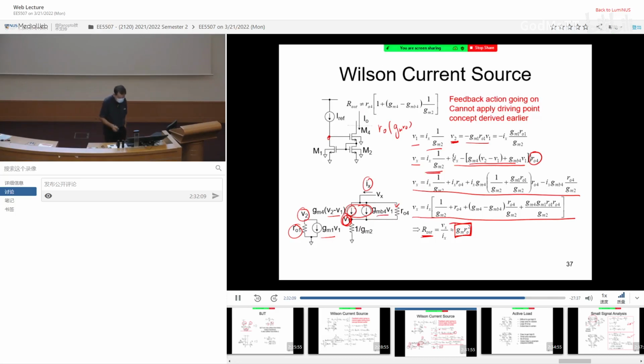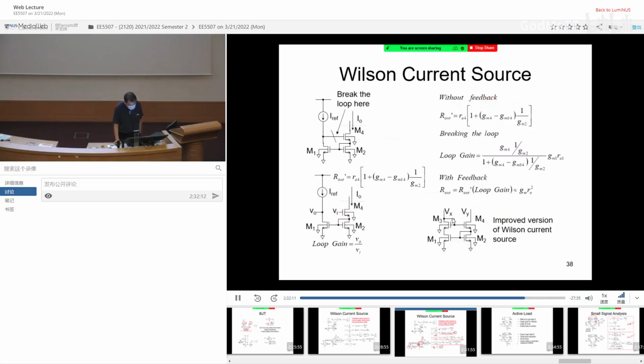How can we simplify the analysis? We can make use of the feedback. In feedback, you know that if there is a series feedback, it tends to boost the resistance by the loop gain. So we know there is a feedback mechanism here. Let's try to determine the loop gain. To obtain the loop gain, we first break the loop. Starting from this point, we try to go through the whole loop and figure out the loop gain.